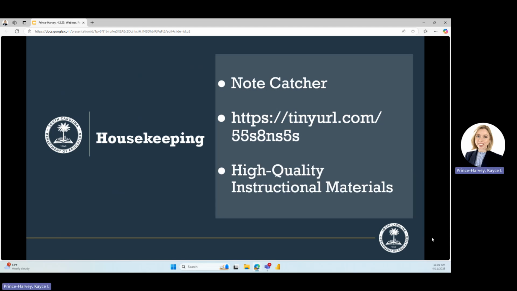Additionally, instructional resources and supports will be shared throughout the presentation and on your note catcher. But as a reminder, the resources shared in this presentation are just some of many examples. Curriculum is determined and selected at the local level, and instruction should be based on student interest and need. So in addition to what is shared today, please be sure to consult your high-quality instructional materials for resources and engagements to support student learning.